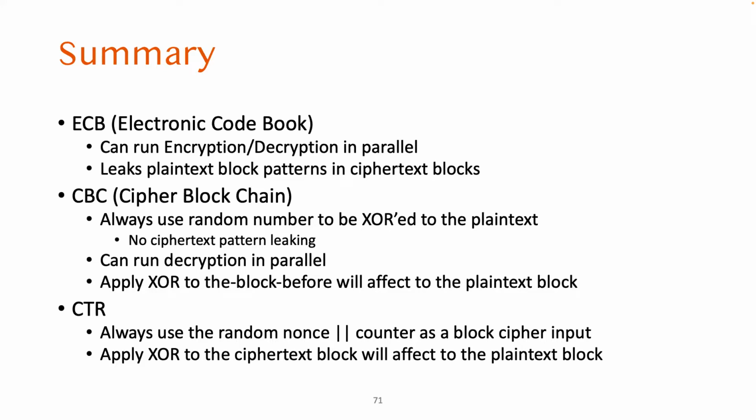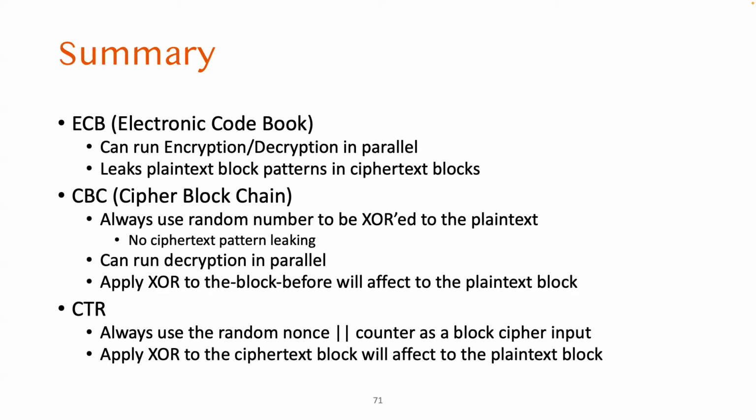The result of the first encryption will generate a somewhat random number, and then we can use that number to be XOR'd to the second plaintext. So we can make sure that your plaintext will be XOR'd with a somewhat random number, so we can kill the pattern leaking in the ciphertext. But the problem with that approach is that we cannot run encryption in parallel. We can run decryption in parallel, but for encryption, we need to wait until the first block encryption finishes to encrypt the second block, because that value needs to be XOR'd.